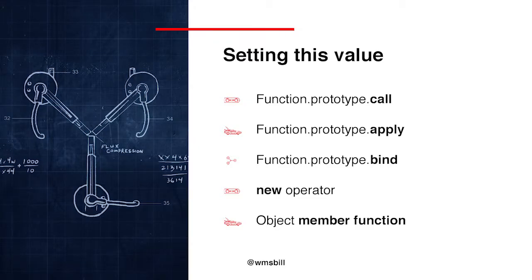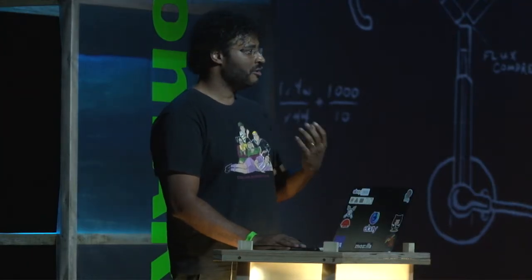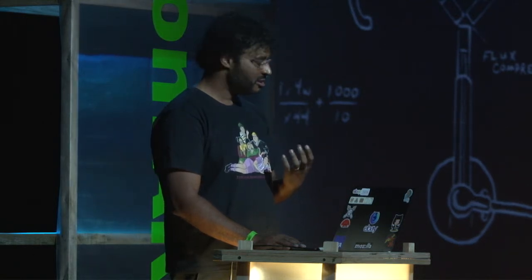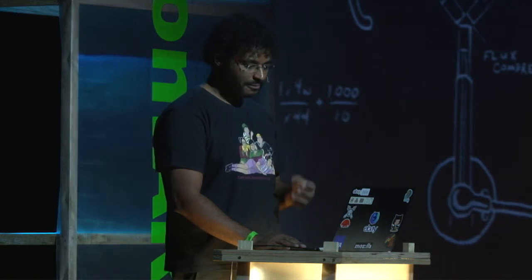So how can I set the value of this to a function? Let me point out some examples. The first parameter of function call, function apply, and function bind is the context. So whenever I pass a first parameter to those functions, it binds as the this value. The new operator, as I told you, and whenever you place this function as a member of an object, the this of this function will be the object itself.